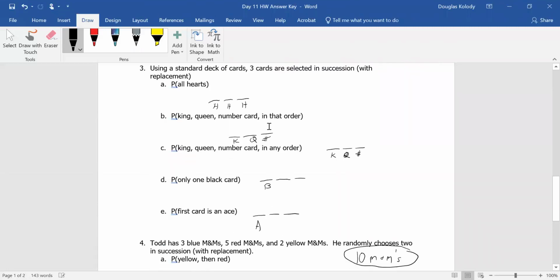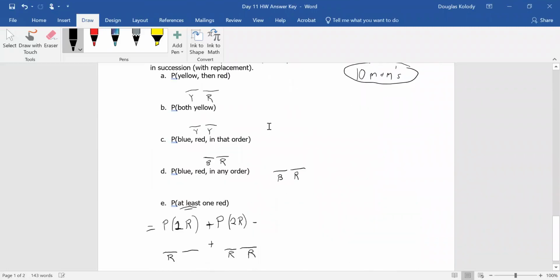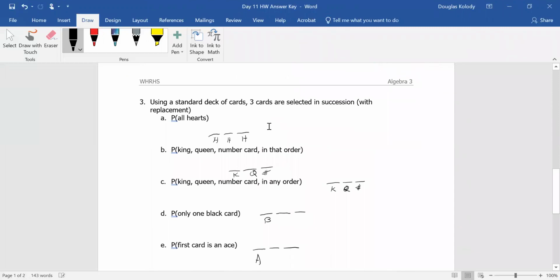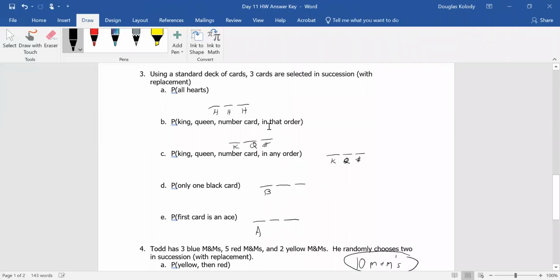To do numbers 3 and 4, I would not recommend tree diagrams. I would recommend writing your dashes out. I did notice on some of your homeworks that some just wrote single fraction answers for number 3 and number 4. That's not going to fly because, especially in number 3, you are drawing 3 cards. And when you're drawing 3 cards, you need 3 dashes.